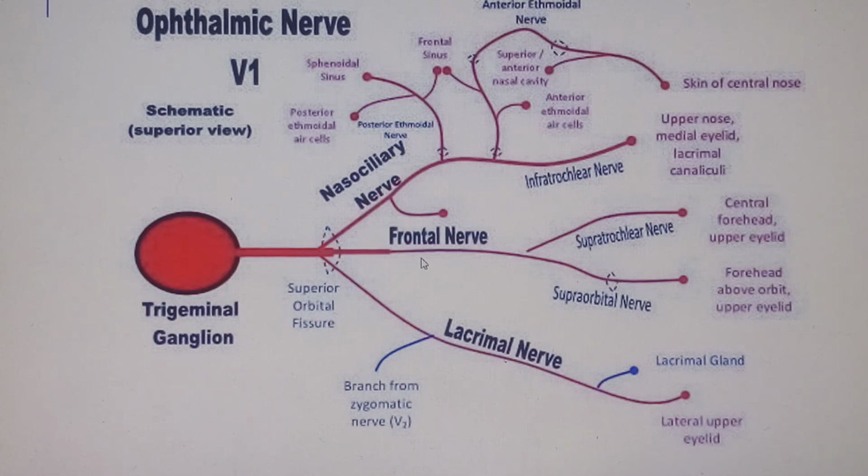And one important thing that I want you to know is that if you talk about the nasociliary nerve, we said that it is related to the medial rectus muscle. Running above the lateral rectus will be the lacrimal nerve. But running above the levator palpebrae superioris will be the frontal nerve. Then it is of course going to give branches, which will be the supratrochlear nerve and the supraorbital nerve. But remember that the infratrochlear nerve will be coming from the nasociliary nerve. So that is what I want you to know over here.